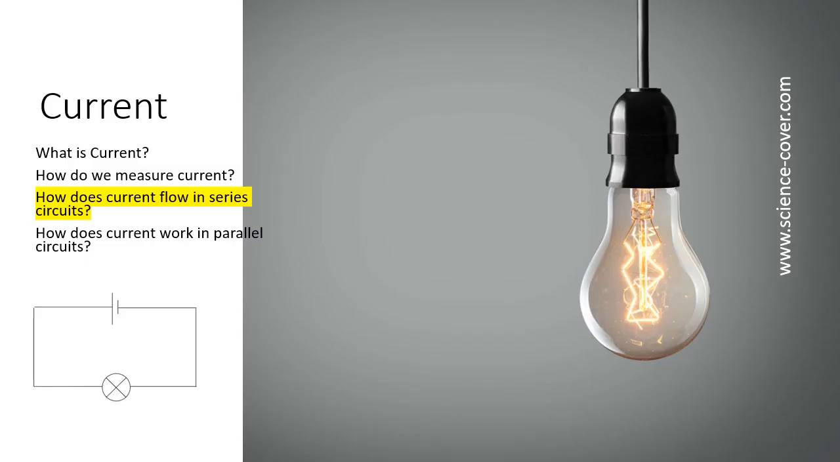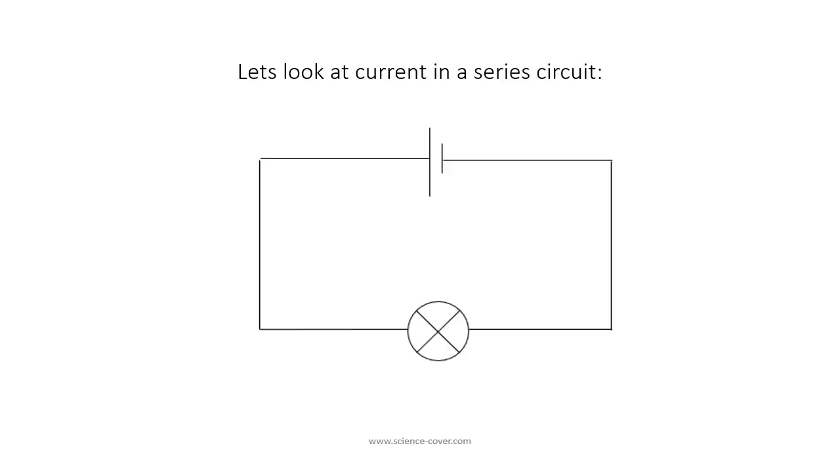Now let's focus on series circuits. This is a series circuit as it's got one loop. We've got a bulb and we have a cell. So let's place 4 ammeters in our circuit. One as the current leaves the cell, one as it enters the bulb, one as it leaves the bulb, and one as it re-enters the cell.